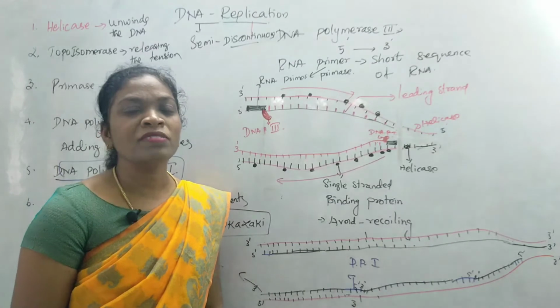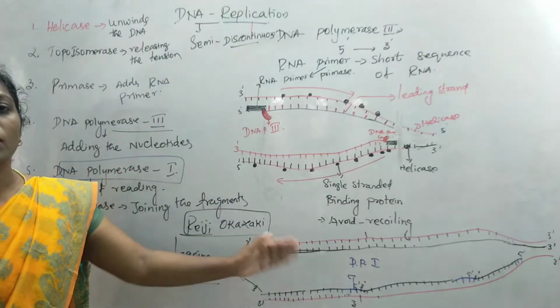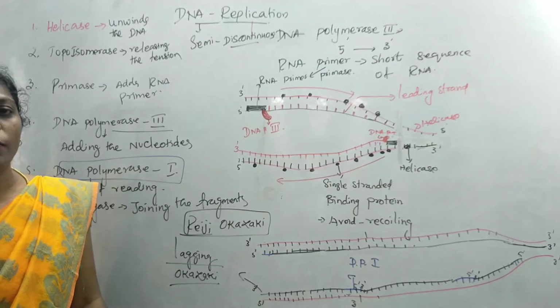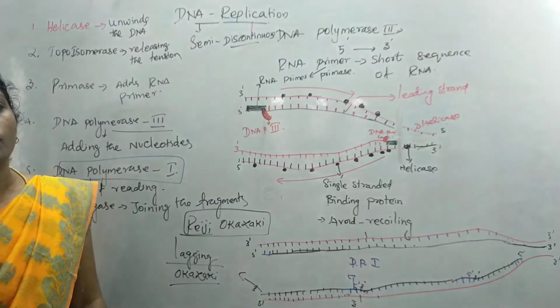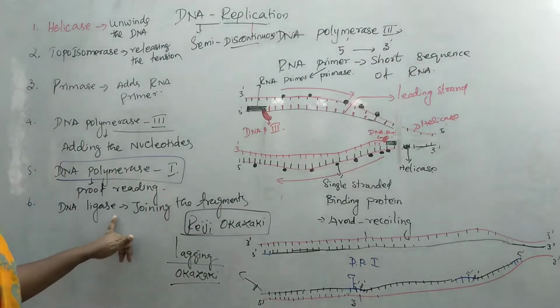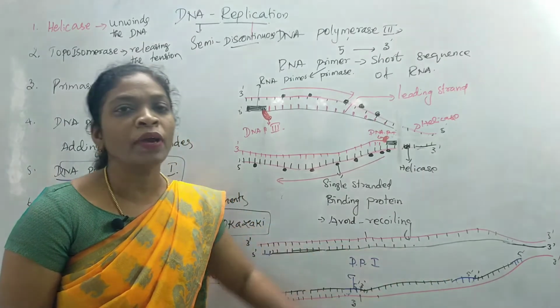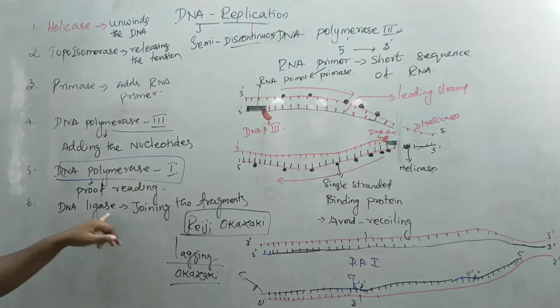They have one more enzyme known as exonuclease. These exonucleases also do the function of removing the mismatched pairs or wrong pairs. It also does the function of proofreading. And one more important thing, these Okazaki fragments, these discontinuous fragments, are joined by the enzyme known as DNA ligase.